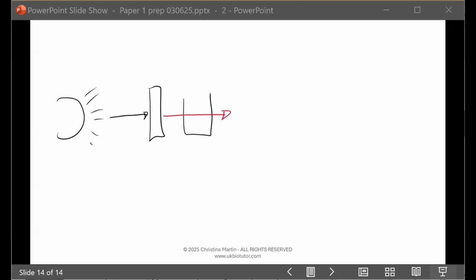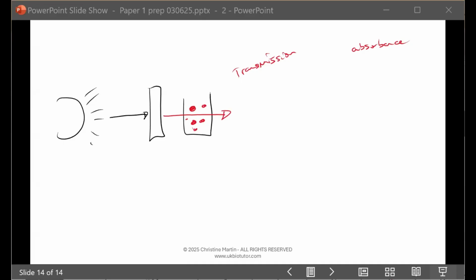If we're talking about transmission, we're talking about how much of it has actually been transmitted through. If we're talking about absorbance, how much of it was actually absorbed by the molecules which were inside the cuvette.